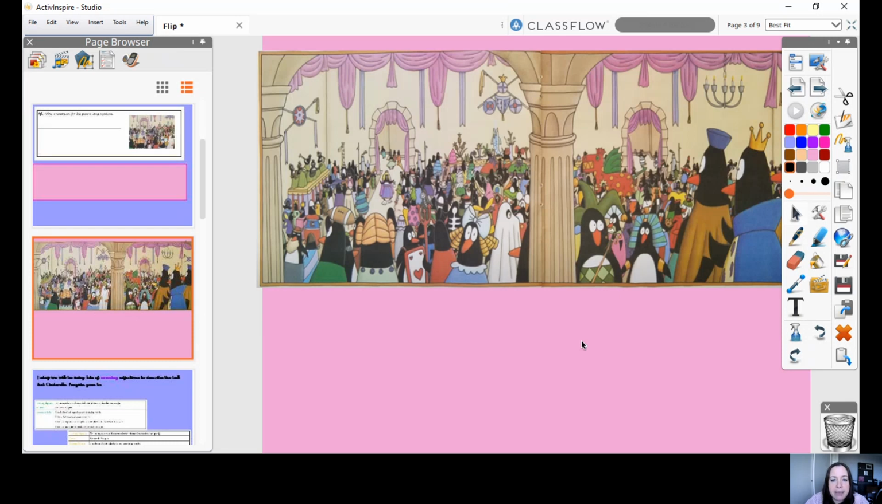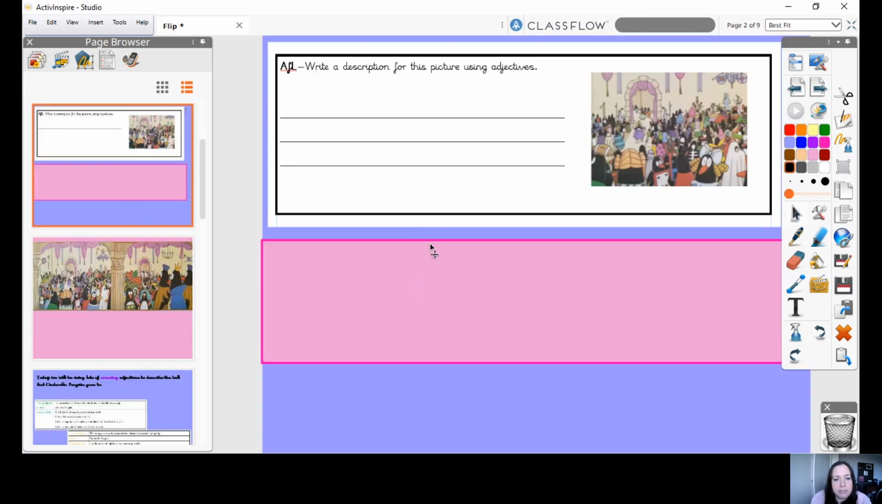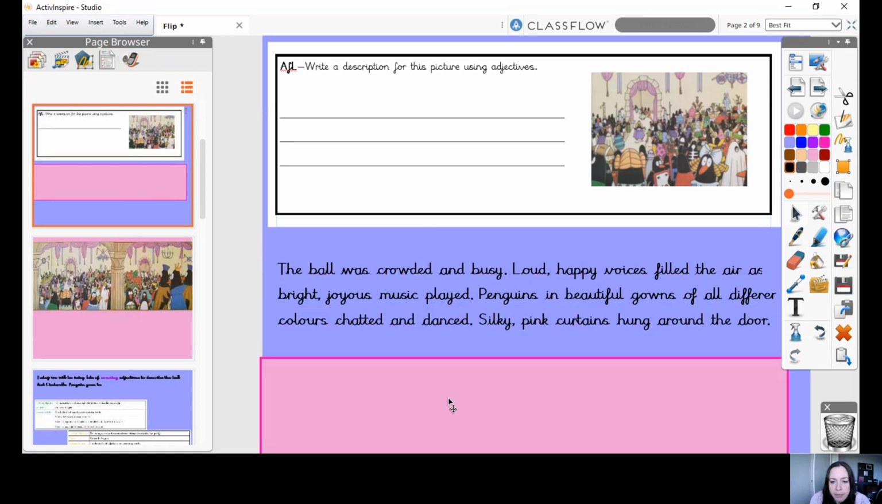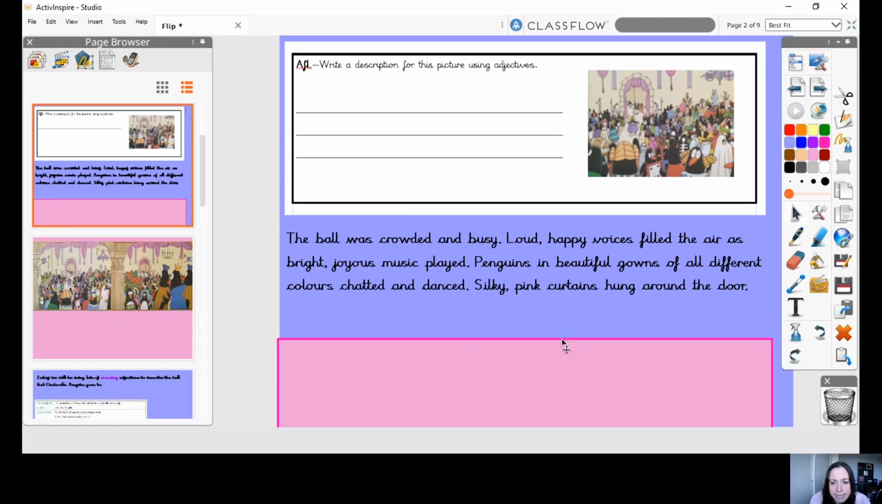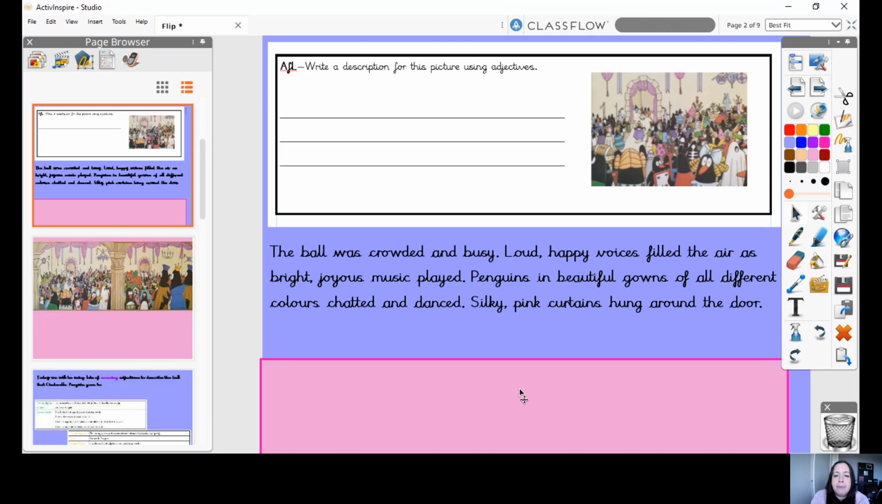Okay, so hopefully you remembered that adjectives are describing words and that we can use them to describe nouns, which is our person, our place, or our thing. So here we go. I've got a little bit of writing here. It says the ball was crowded and busy. Loud, happy voices filled the air as bright, joyous music played. Penguins in beautiful gowns of all different colours chatted and danced. Silky pink curtains hung around the door. So lots of describing words used there. Let's have a look for them.